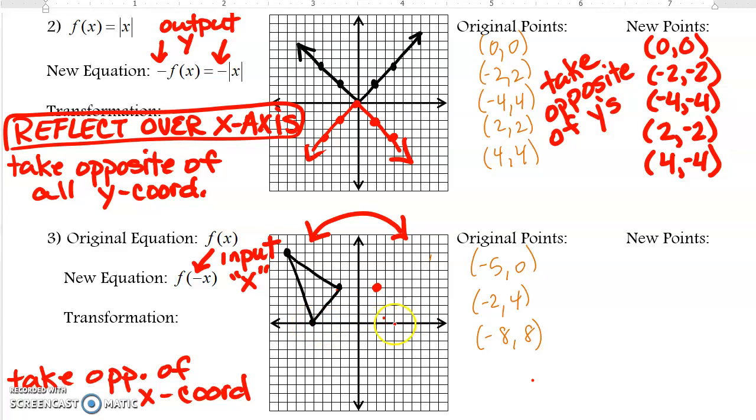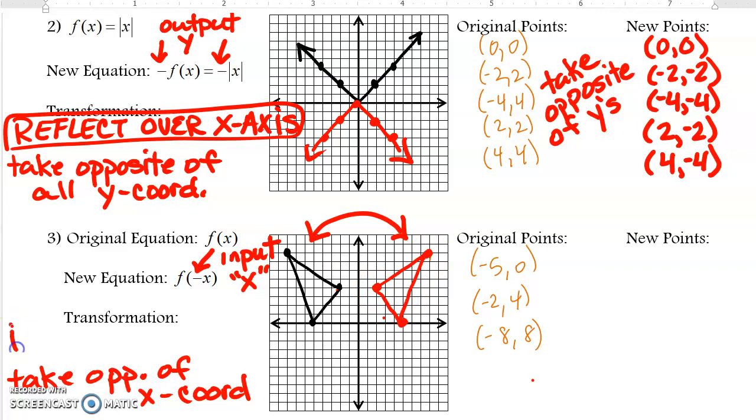1, 2, 3, 4, 5. Every coordinate, we're going to take the opposite. We're not going to move up and down at all. We're going to move 8 instead of to the left, we're going to go 8 over to the right. And our graph, when we connect the dots, should be that mirror image over now the y-axis.